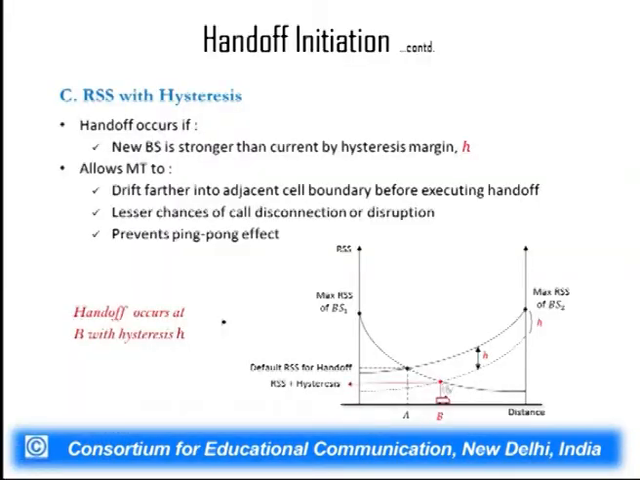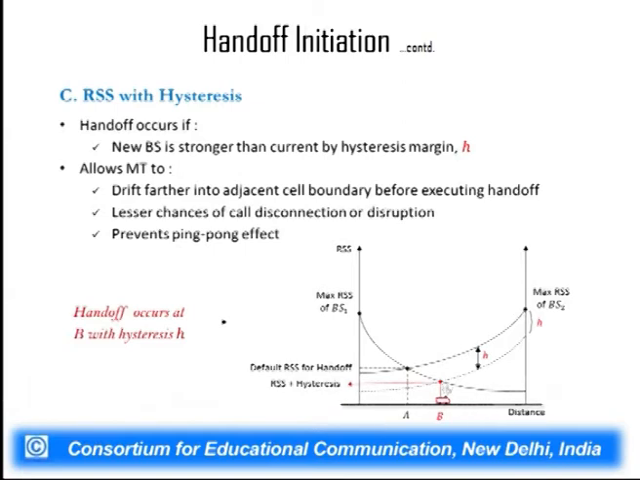Now, next is RSS with hysteresis. Hysteresis is a kind of margin which allows the handoff to take place only when the new base station becomes quite stronger than the current base station, the one currently serving the user, by some hysteresis margin h. Okay. So what this allows is that the mobile terminals can now drift even farther into the adjacent cell boundaries.